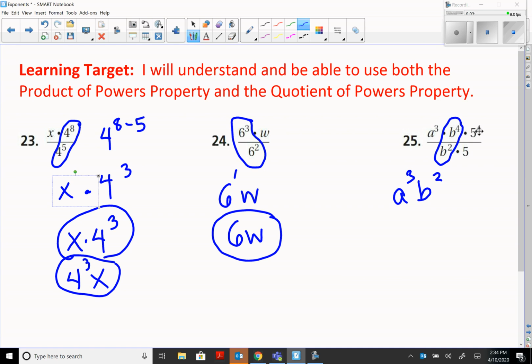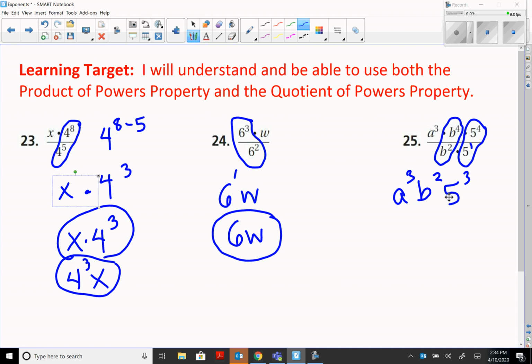And then lastly, I can use the quotient of powers property again with the 5s. 5 to the 4th power, and this one's 5 to the 1st power, even though there's not an exponent. It's understood to be a 1. So I would subtract 4 minus 1 to get 3. So 5 to the 3rd power.